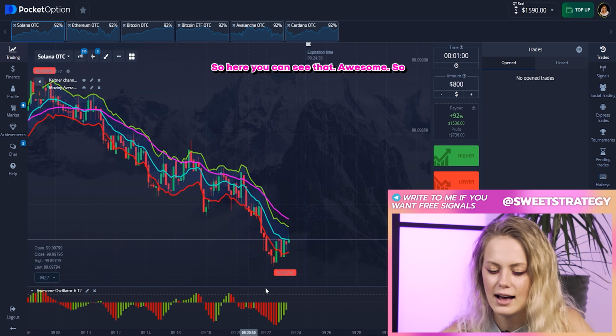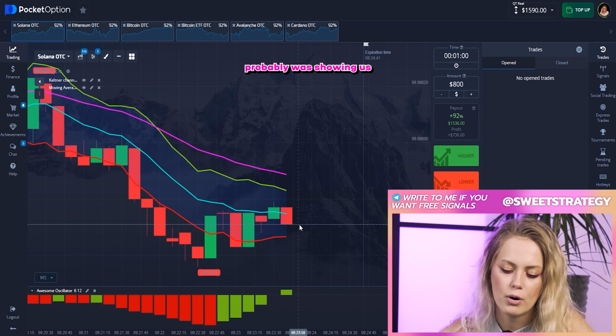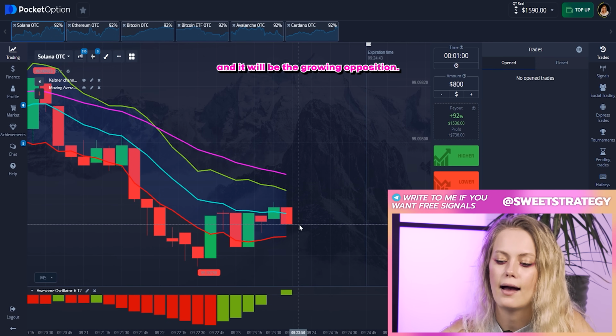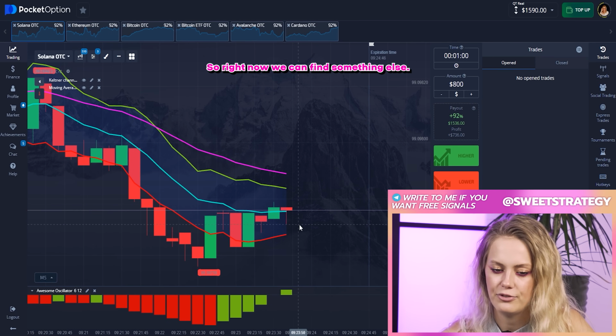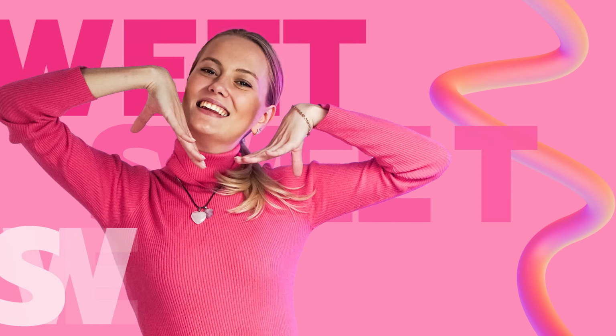So here you can see the Awesome Oscillator. It was probably showing us that it would be a growing-up position. So perfect. Right now we can find something else. So let's do that.